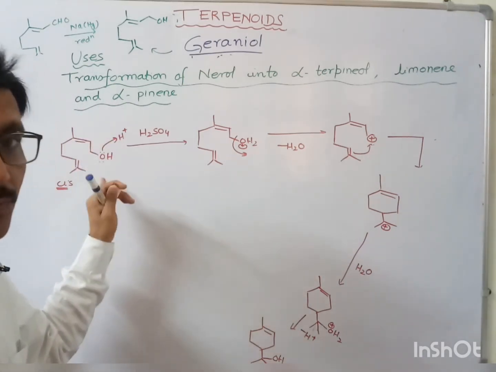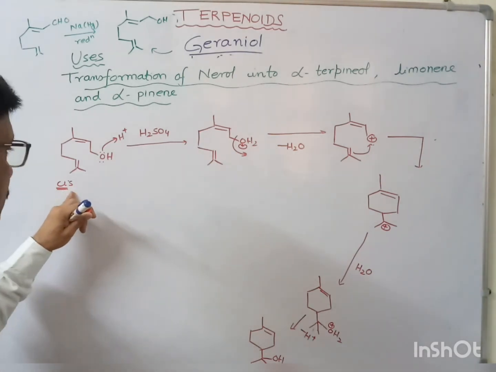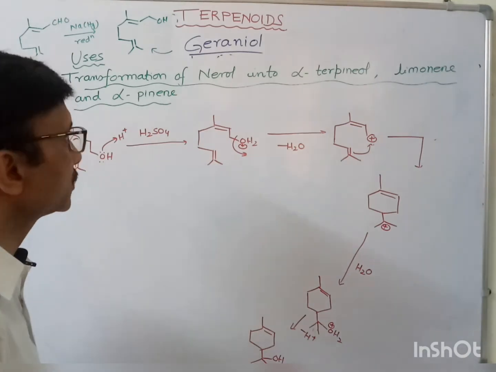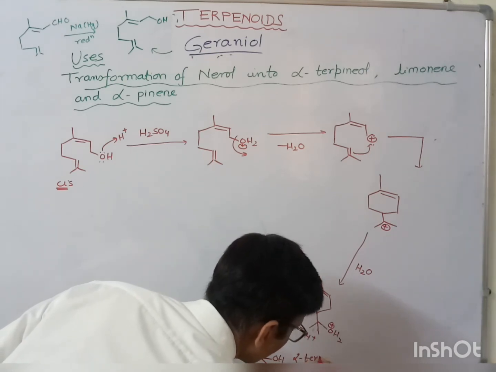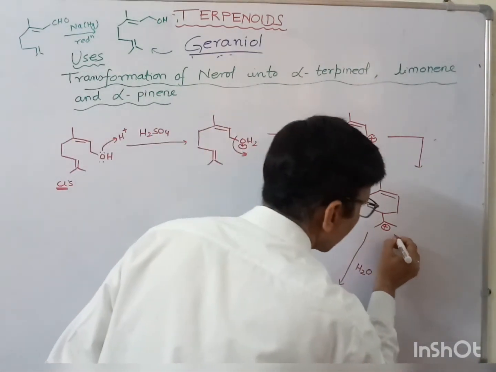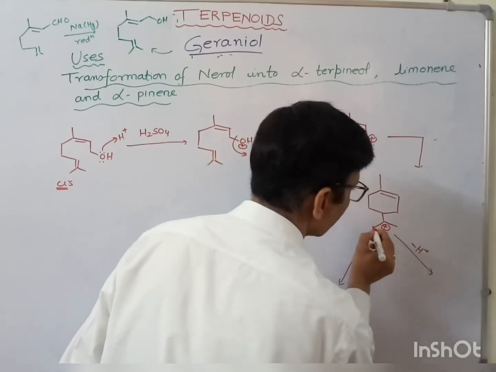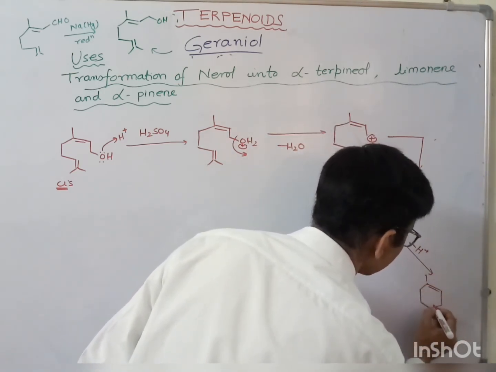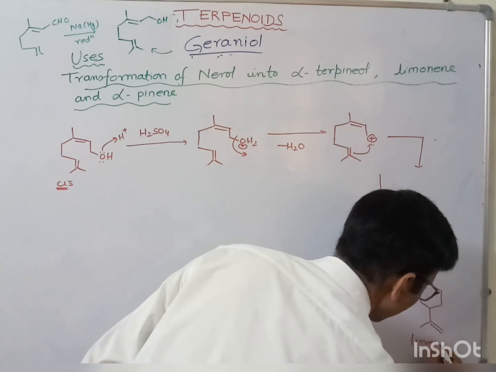So this transformation is much faster, 9 times faster in comparison to if we take here geraniol, that is the trans form. So cis nerol, its conversion into the alpha terpineol is much faster than the trans. So this is our alpha terpineol. Now this alpha terpineol can give another product also. If we remove H plus from either this carbon or this carbon, then that may give the limonene also. So this is another terpenoid.